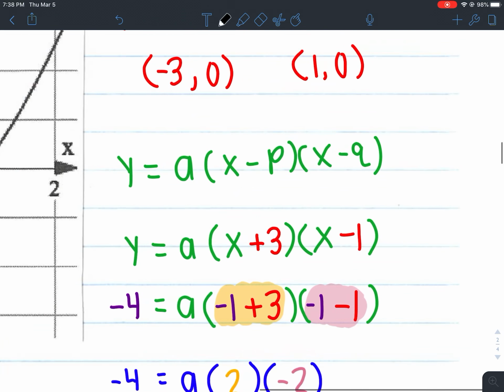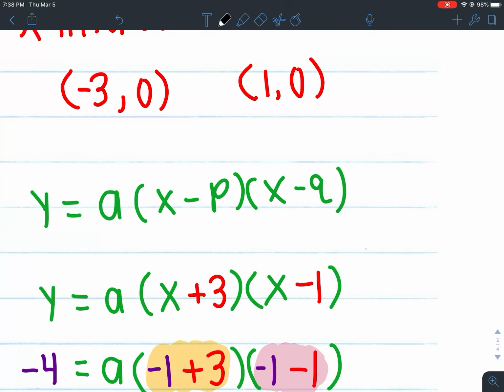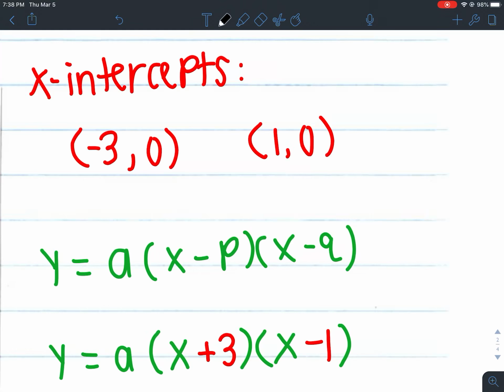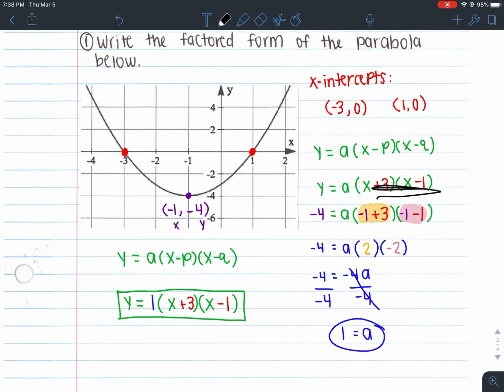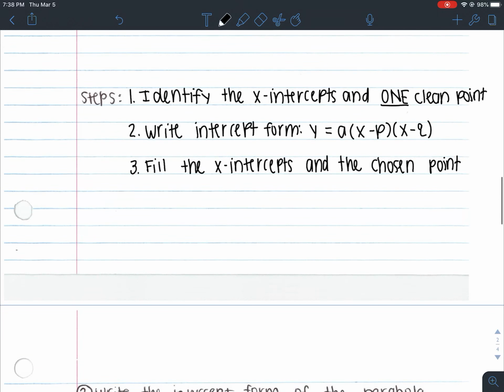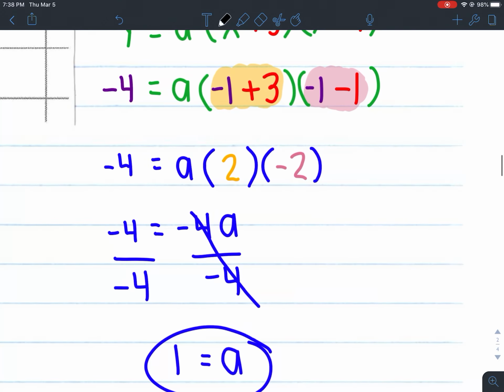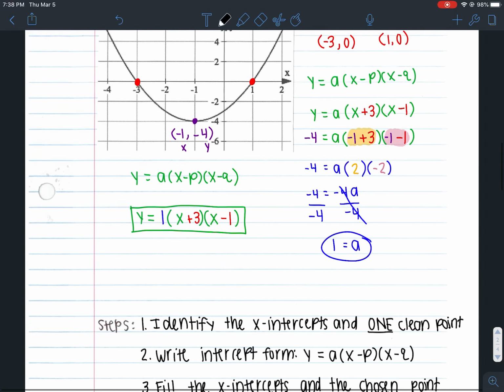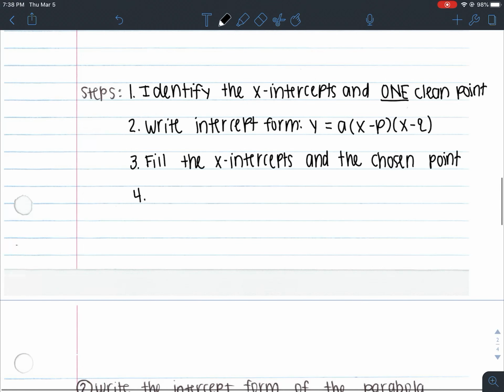Okay, now when you're plugging in that x-intercept, you just want the x value. So the zeros here in the x-intercepts don't really matter, okay? So you don't want to plug those in by accident. You just care about what the actual number itself is. Okay, once you fill in the x-intercepts and the point, what did we start doing? Well, we started solving for a. So simplify and solve for a.